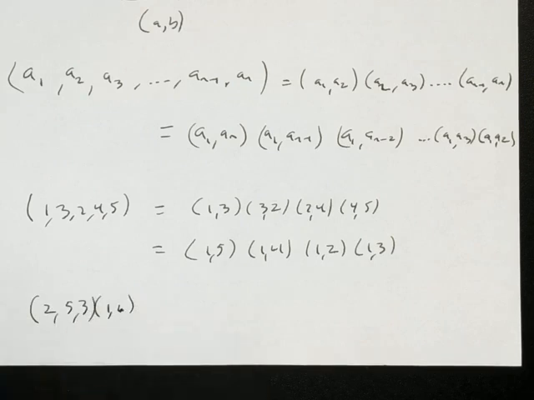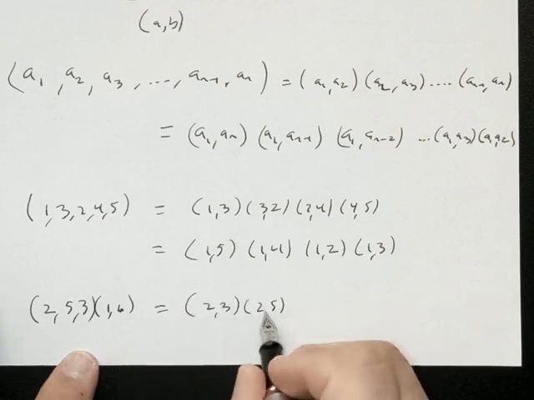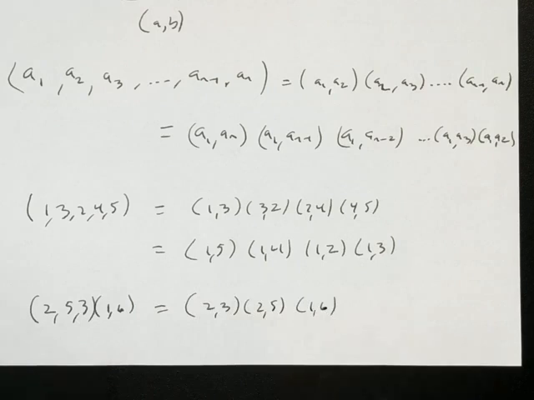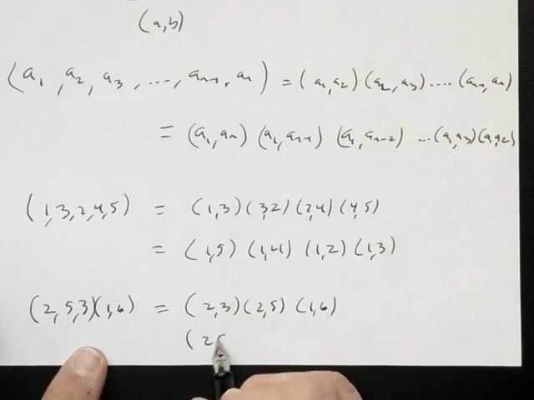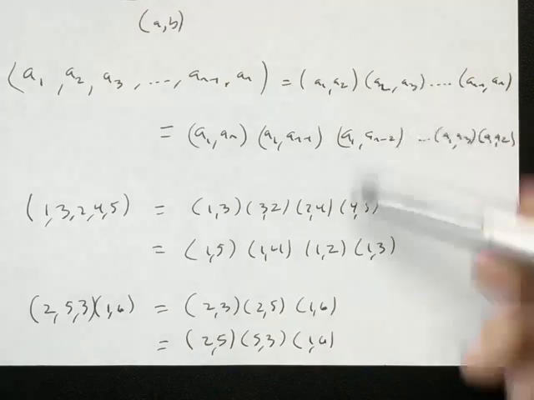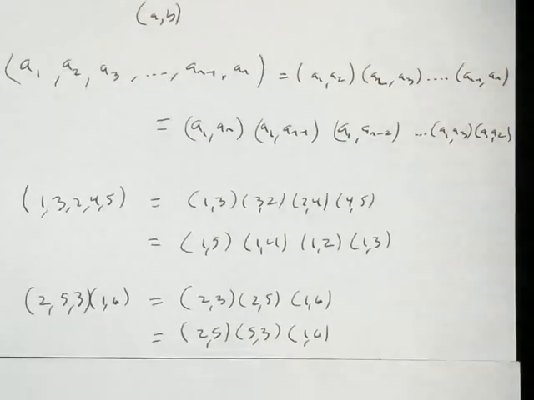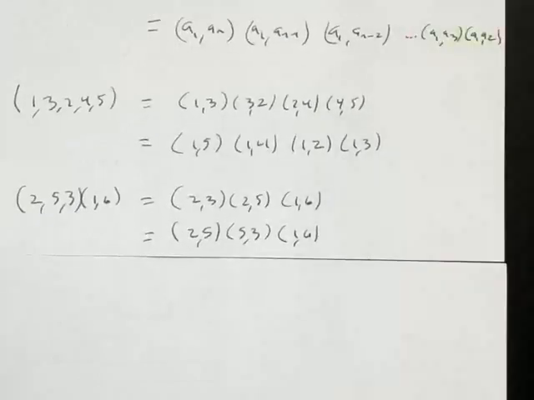So this (25316) becomes (23)(25)(21)(26), or (25)(53)(31)(16), depending on which version of the transposition breakdown I use. No matter how big your permutation is, I can turn it into transpositions.